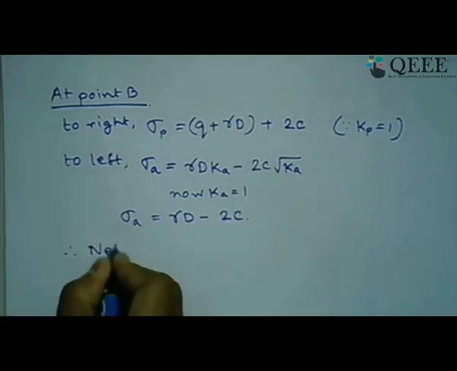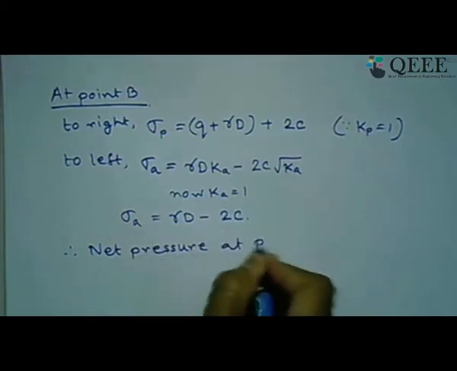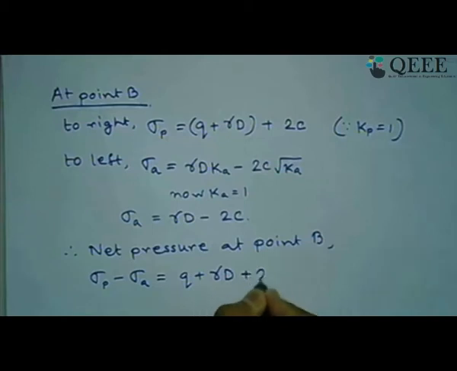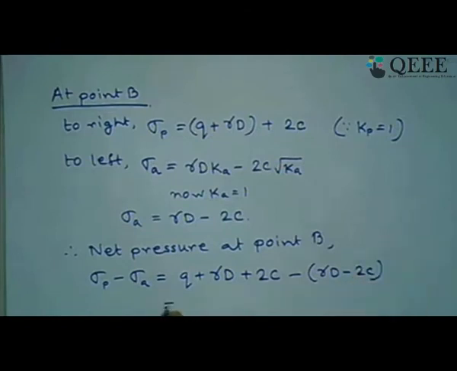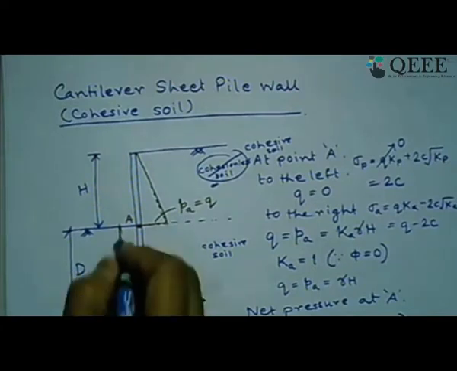Therefore the net pressure at point B is nothing but sigma P minus sigma A, which is Q plus gamma D plus 2C, minus of gamma D minus 2C. So that gives us 4C plus Q as the value. So if I go back here, this intensity I got is 4C plus Q. So this is what the pressures are acting.